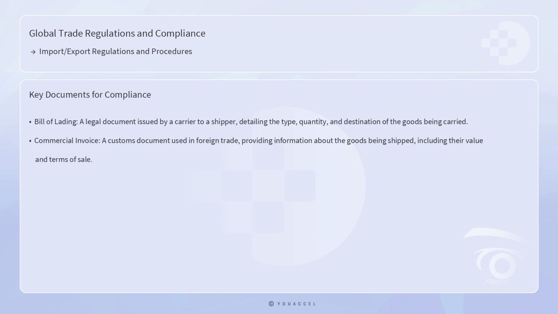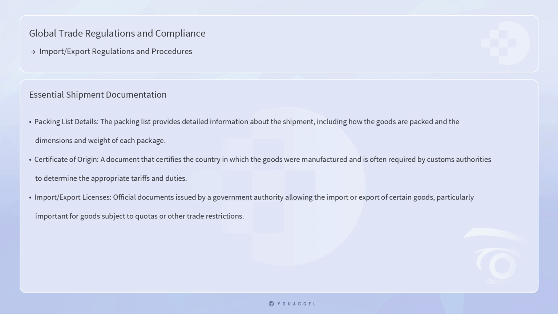The commercial invoice is a customs document used in foreign trade, which provides information about the goods being shipped, including their value, classification, and the terms of sale. The packing list provides detailed information about the shipment, including how the goods are packed and the dimensions and weight of each package. The certificate of origin is a document that certifies the country in which the goods were manufactured and is often required by customs authorities to determine the appropriate tariffs and duties.